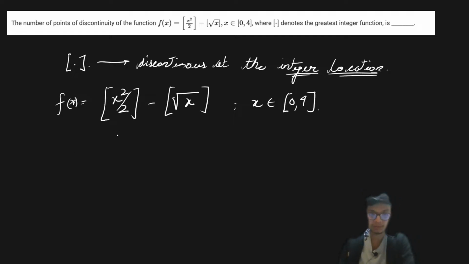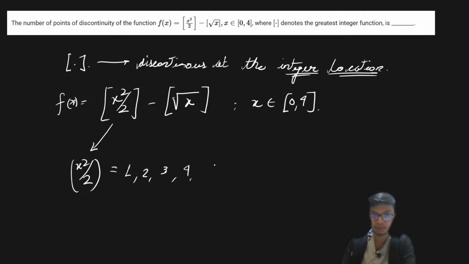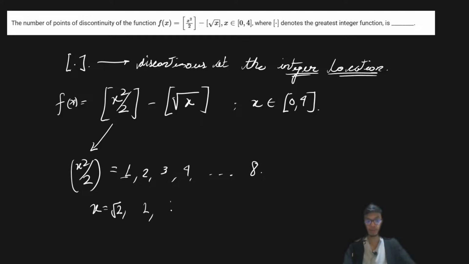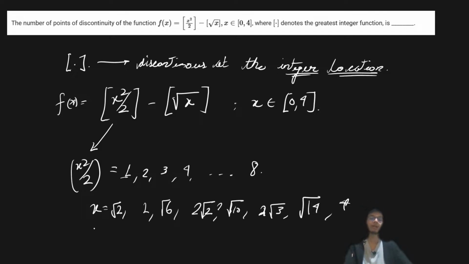If we look at the first term, that is my x square by 2 term, this can attain the integral values 1, 2, 3, 4, and at most it will attain 8, right? So if I have x square by 2 equal to 1, which means x square is equal to 2, I will have x equal to root 2, I will have 2, root 6, 2 root 2, root 10, 2 root 3, root 14, and 4, right? These are all the possible x where the greatest integer of x square by 2 is discontinuous.